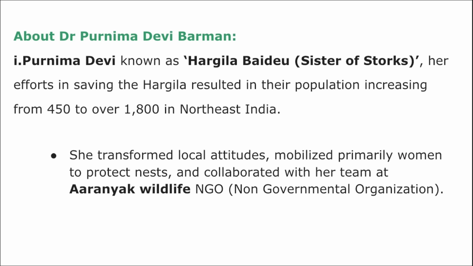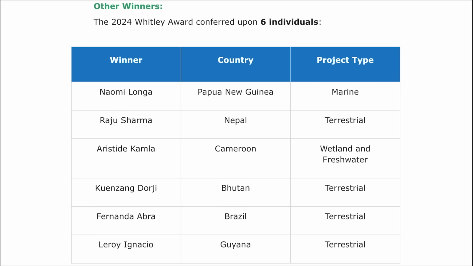If we talk about some other winners, right, we'll move on here, but let's talk about some other winners, such as Naomi Longa, she's from Papua New Guinea, for marine, Raju Sharma from Nepal for terrestrial, right, then Aristide Kamla from Cameroon for wetland and freshwater, correct, and so on.